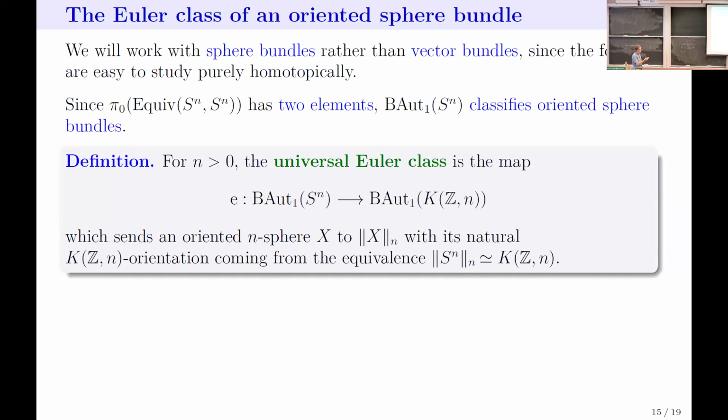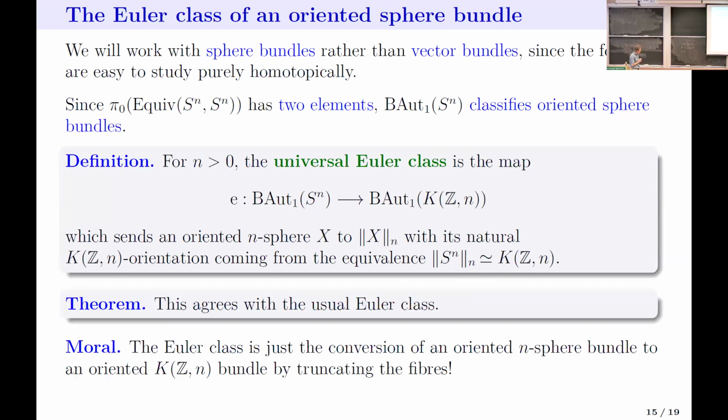If I have a bundle over some base represented as a map into B01 Sn, an oriented sphere bundle, then I just compose with this and I get the map representing the Euler class in cohomology. Okay, so the theorem is that this agrees with the usual Euler class. So the moral, the intuitive way to say this is that the Euler class takes a bundle of spheres, and then it just takes each fiber and applies truncation, and now it gets a bundle of Eilenberg-Mac Lane spaces, and that's represented by a map into B01, since these are all oriented, of KZn, which is a KZ(n+1), and that map gives you the Euler class.